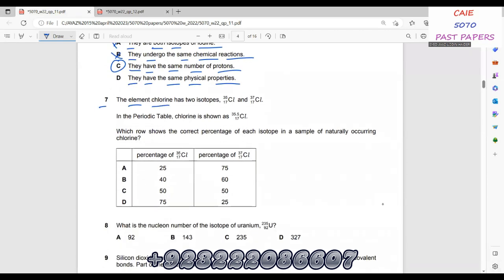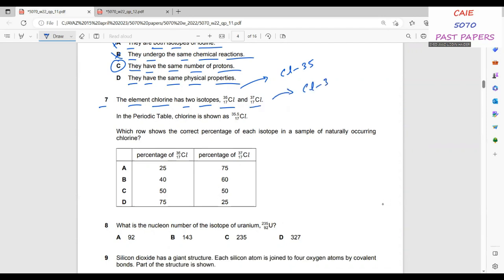7. The element chlorine has two isotopes, Cl35 and Cl37. In the periodic table, chlorine is shown as Cl 17, 35.5. Which row shows the correct percentage of each isotope in a sample of naturally occurring chlorine?